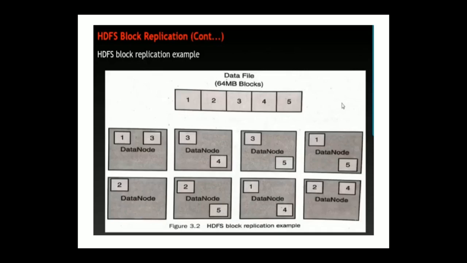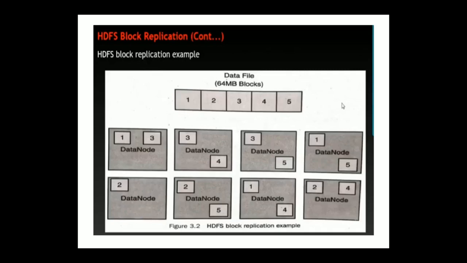To represent 8 data nodes, we require a set of 2 numbers. So in the first data node, we can see blocks 1 and 3 being stored. In the second data node, blocks 3 and 4 are stored. In the third one, it is third and fifth. The fourth one is first and fifth.